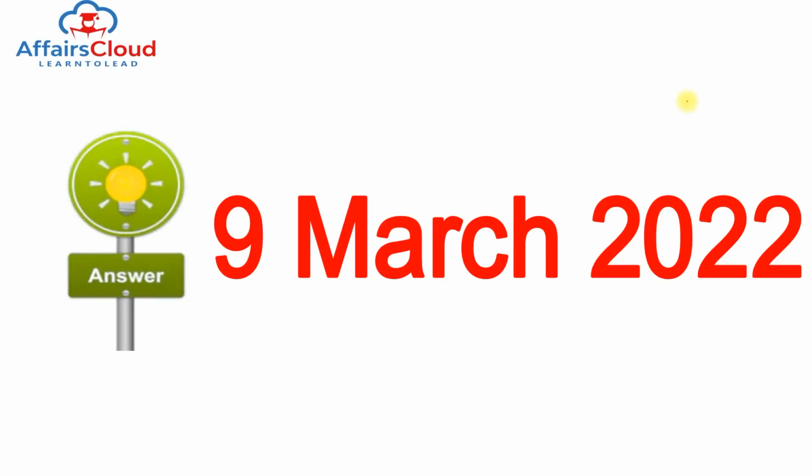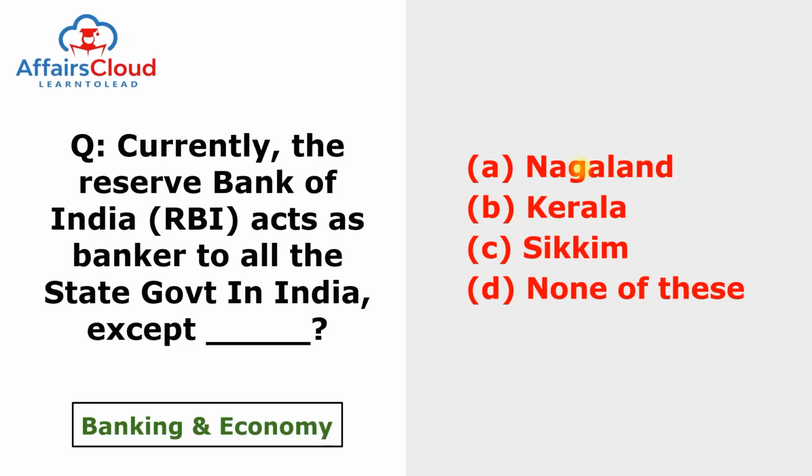Moving to the question of the day, what was the question of 9th March 2022? Currently, the Reserve Bank of India acts as the banker to all the state governments in India except... So, all the students who answered are very much right. Currently, the Reserve Bank of India acts as the banker to all the state governments of India, including the Union Territory of Puducherry, except Sikkim. So, the answer to this question is C. For Sikkim, it has a limited agreement for management of its public debt. So, that's why Sikkim is the answer.